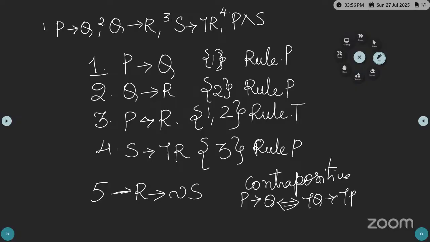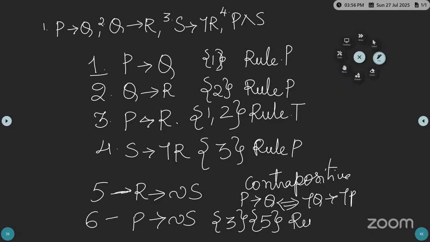Understood? Next, what should we do? So this is completed. You have this one and this one. Now what should you do? Think what you should do. You have P implies R, R implies negation S. What can you do? Again, I am writing here 6. According to which rules? P implies R. What is P implies R here? From 3 and 5. So it will become P implies negation S. So this is rule T. Please write down this rule.